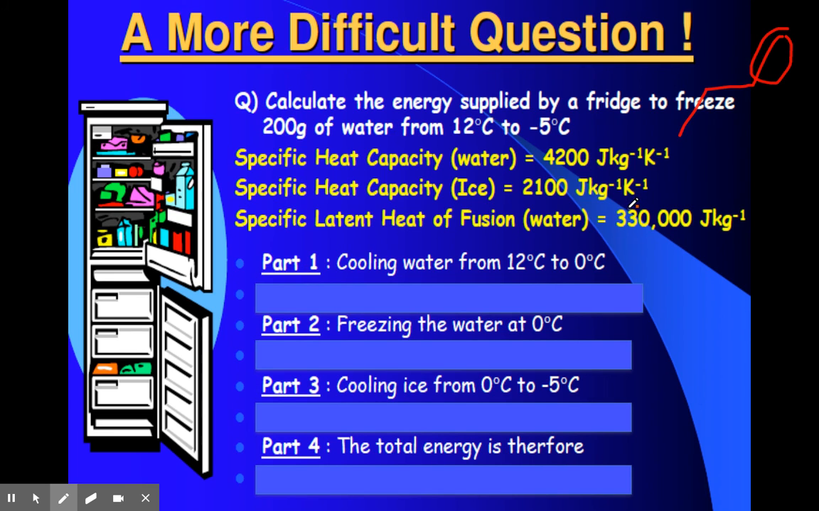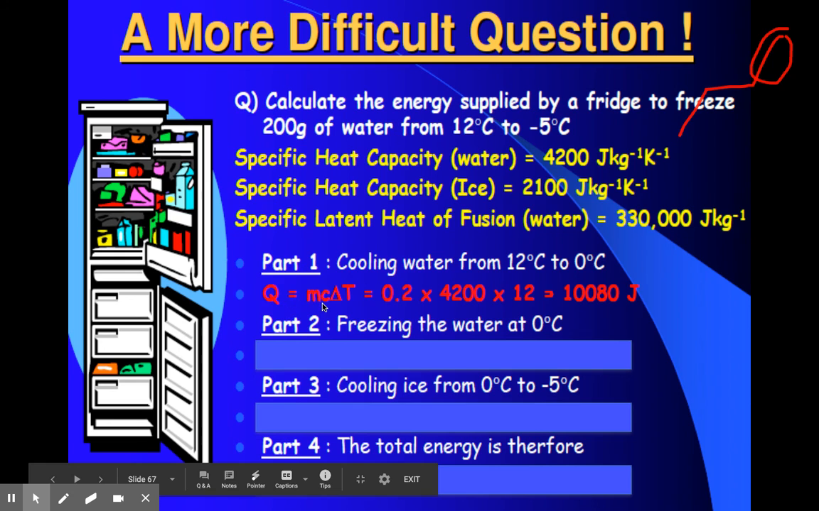So this first part, we have a change in temperature, which means we can't use latent heat. We have to use Q = mcΔT. If we use Q = mcΔT, we're going to get this. The m is the 0.2, because remember, this has to be in kilograms. 4,200 is the specific heat capacity of water.